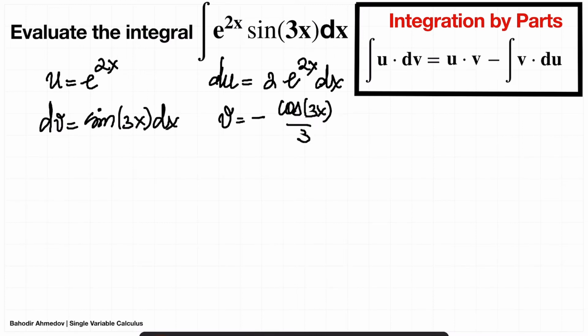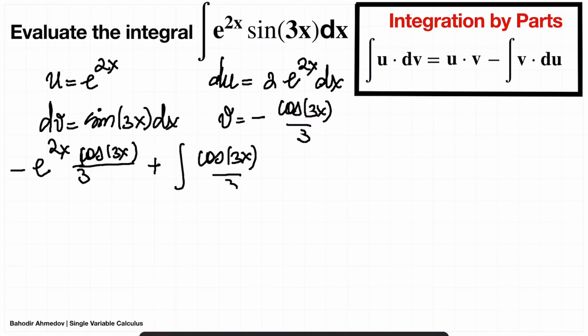Then according to the formula, it is going to be equal to uv, which is e to the power of 2x times minus cosine of 3x over 3, minus the integral of v du. It is going to be plus now, because I've got minus under v. It is going to be cosine of 3x divided by 3 times 2 e to the power of 2x dx, right? So essentially 2 over 3 e to the power of 2x times cosine of 3x.